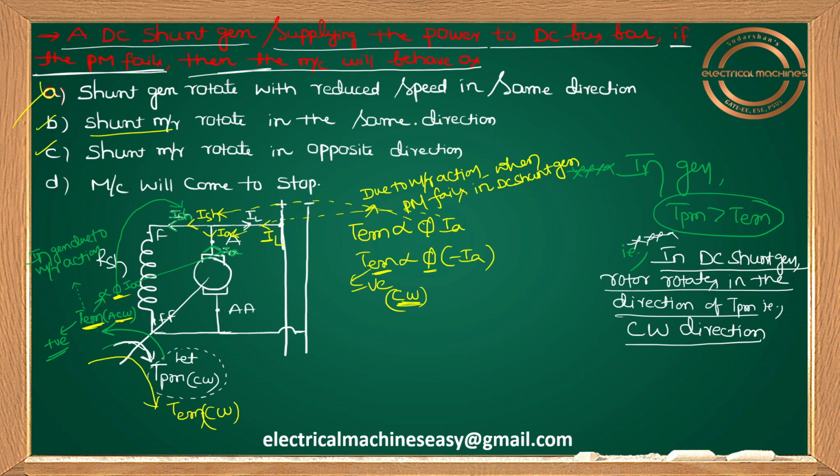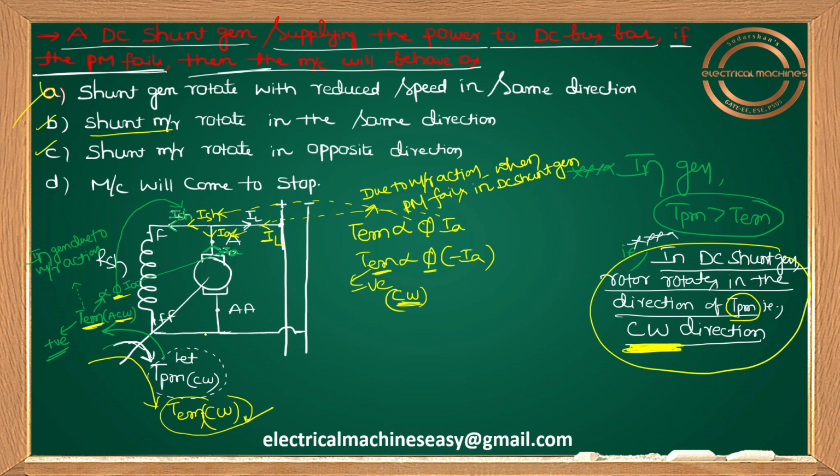That's my question. Many people are confused here. They are comparing this yellow color electromagnetic torque with the green color electromagnetic torque. That is wrong. Why? Initially it is acting as generator, and a generator rotates in the direction of prime mover torque, right? Clockwise. So you have to compare the yellow color electromagnetic torque with TPM, not with the green color electromagnetic torque. If it is acting as generator, the rotor rotates in the direction of TPM, that is clockwise direction.